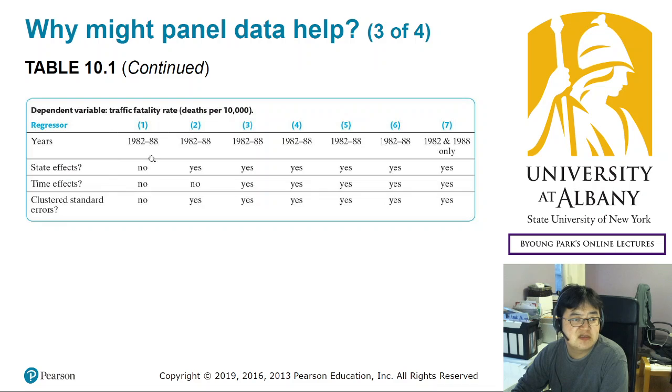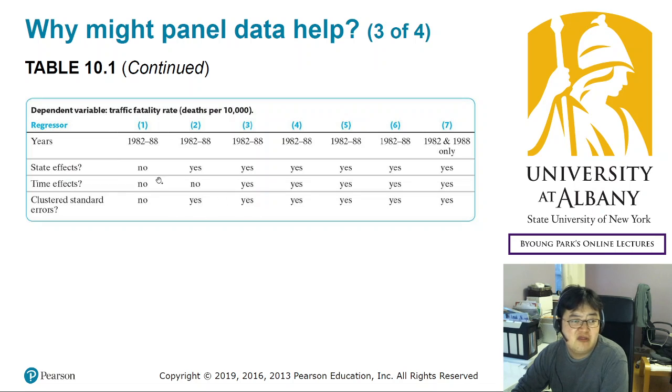So simply, the first model does not use any panel data structure. The second model does, but only in the state dimension. And from the third to the last, it fully uses two-dimensional fixed effects. And cluster standard errors: yes, but the first one does not use cluster standard errors because it does not utilize the panel data structure. The last one is a little bit special regression model using only 2 years.